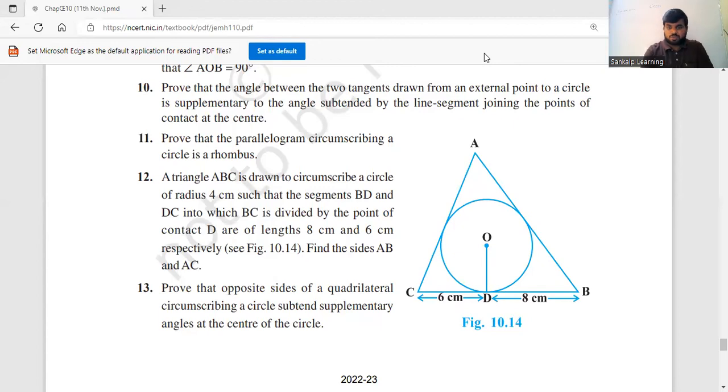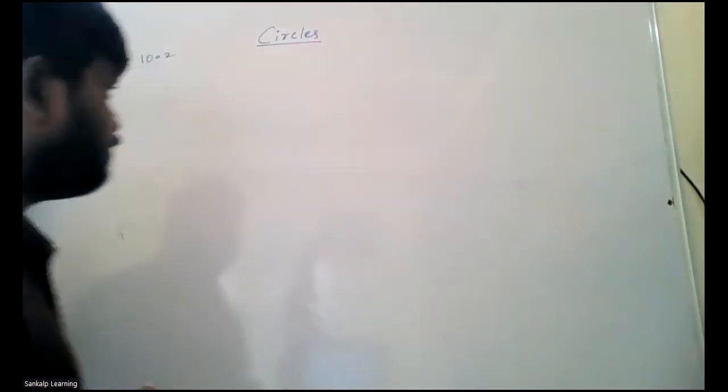Prove that the opposite sides of a quadrilateral circumscribing a circle subtend supplementary angles at the center of the circle. So we know what is a quadrilateral circumscribing a circle. We should have a quadrilateral. Inside that quadrilateral, we should have a circle which should touch all the 4 sides. Isn't it? 8th question and 11th question were similar to it. Okay. So let's take the first step.